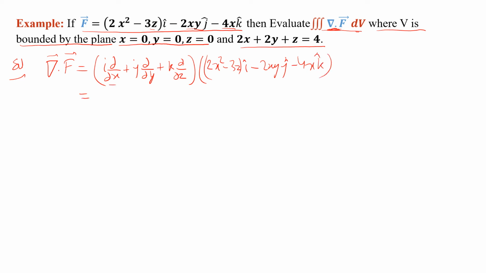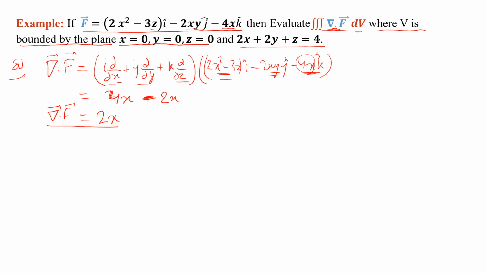Now i dot i: we take the derivative with respect to x, so we get 4x. Plus j dot j: take the derivative with respect to y, we get −2x. And k dot k: with respect to z we get 0. So we obtain 2x, that is del dot F.